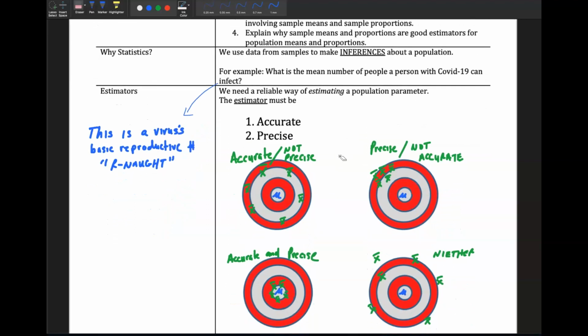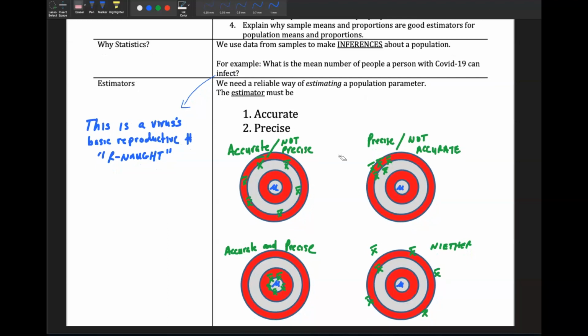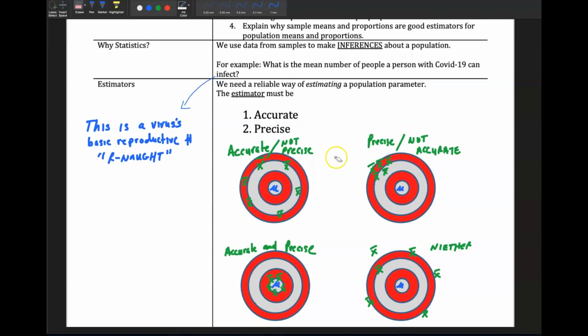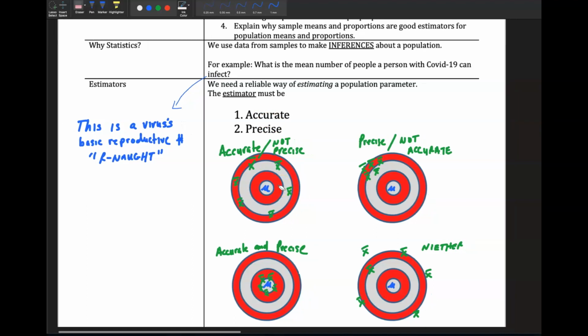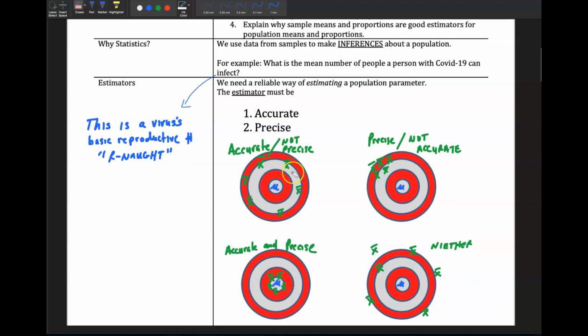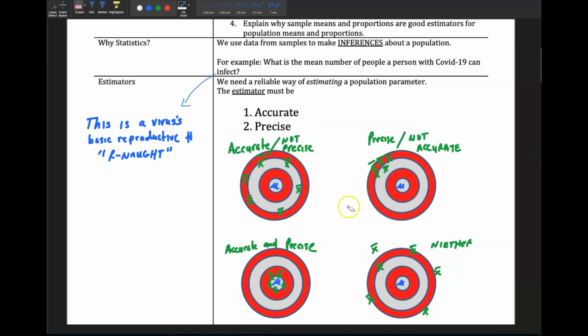When we talk about an estimator, we're using the statistics from a sample to estimate the value of a parameter from the population. And what we care about is that the data is accurate and precise. So imagine we're trying to estimate what is the value on average that a person infects, the number of people they infect if they have COVID-19. The mu would be in the middle. That's the actual value, which we don't know. And if we have an estimate, we want it to be accurate and precise.